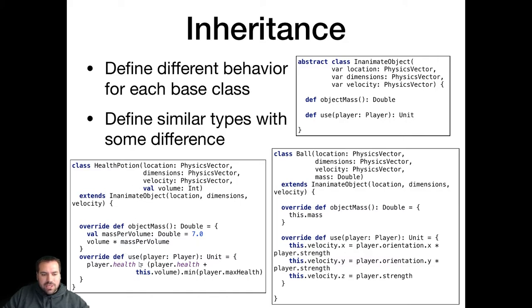Well, use is easy because we had that already. But now we have a contract. Object mass, we have to define this. So let's define this by taking the volume and doing some math to figure out what the mass should be given some particular volume. So now we have two concrete classes that both extend inanimate object and fulfill those contracts, that object mass and use methods.